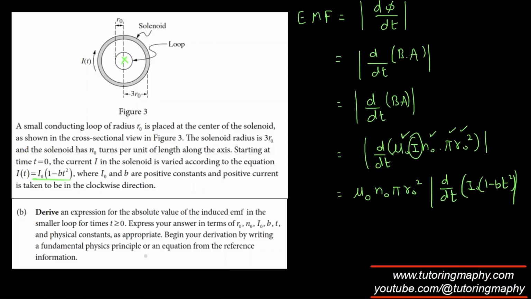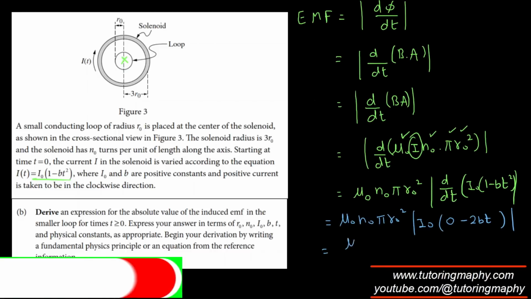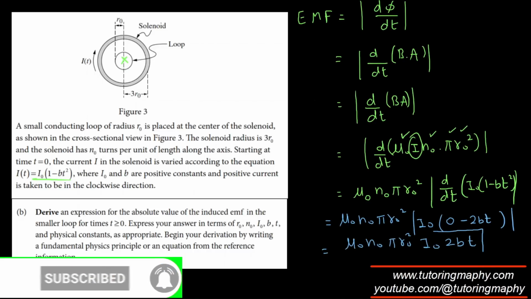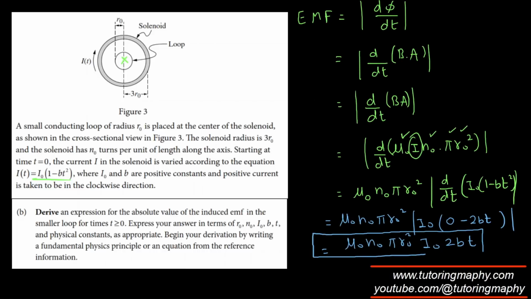And all we have to do is differentiate this. So if we differentiate this, then I naught is a constant, just remains as it is. And the derivative of 1 minus bt square is 0 minus 2bt with an absolute value over here. And this is mu naught, n naught, pi, r naught square. And the absolute value is going to eat the negative sign. And we are finally left with mu naught, n naught, pi, r naught square, I naught times 2bt in terms of time. So this is the EMF, induced EMF in the small loop.